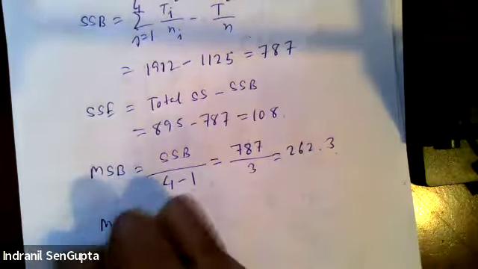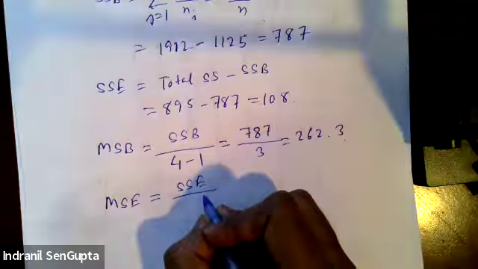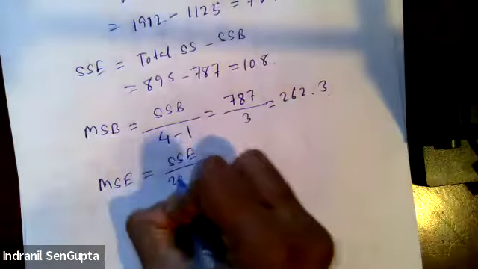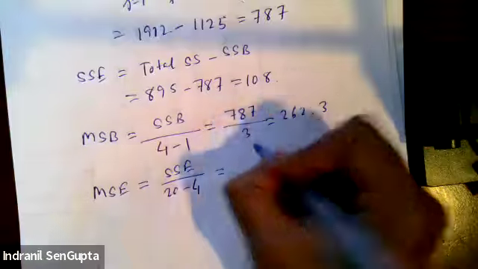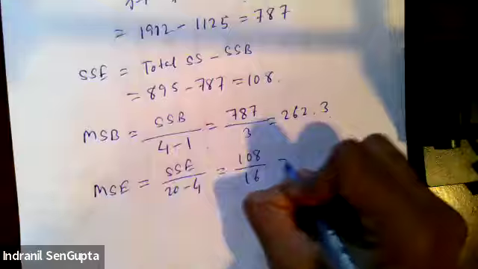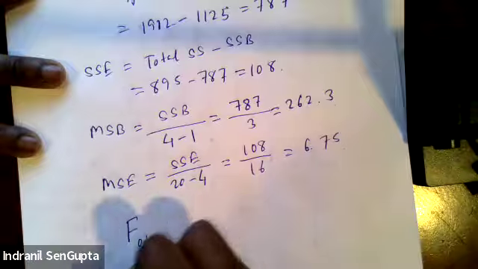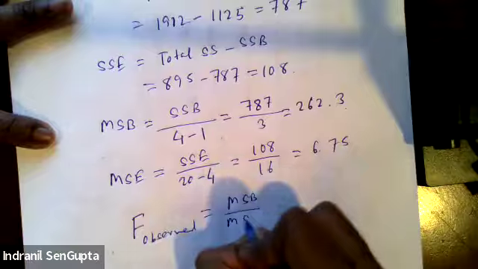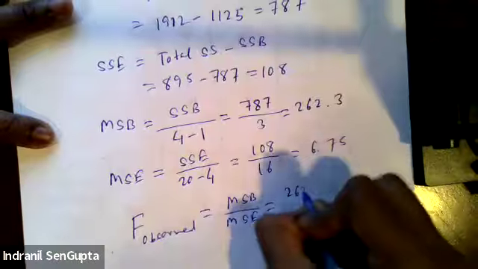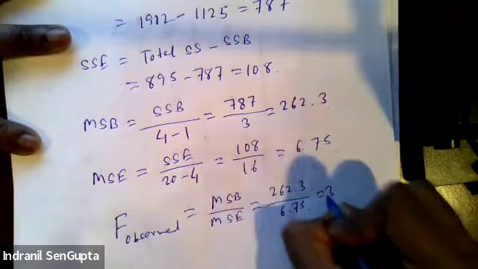And MSE is SSE over N minus B. And N in this case was 20. So 20 minus B, which was 4. So this is really 108 over 16. So it's 6.75. And hence, F observed is MSB by MSE, which is 262.3 over 6.75, which is 38.9.